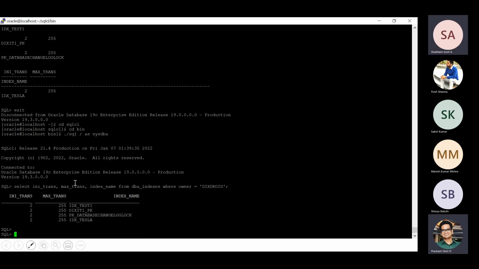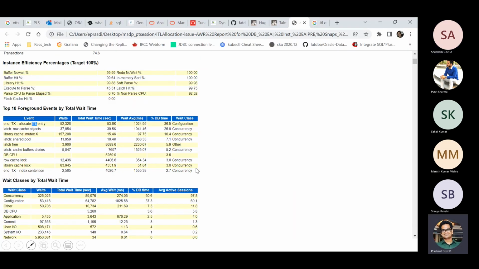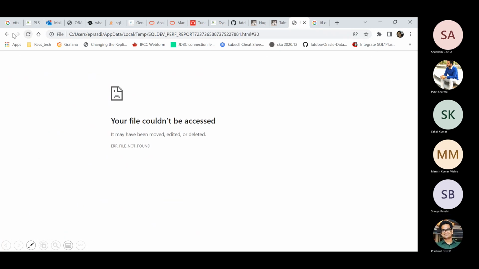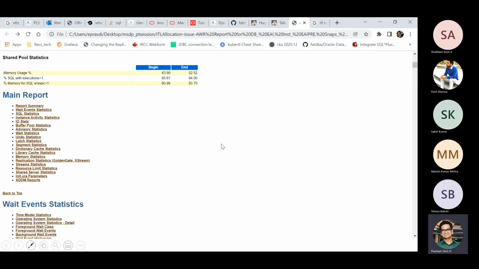So yeah, we have to increase the init trans value in case the table is most hit. Absolutely correct. What you will do in that particular case, when you are facing enq: TX - allocate ITL entry, you need to go to the segment section, segment statistics.